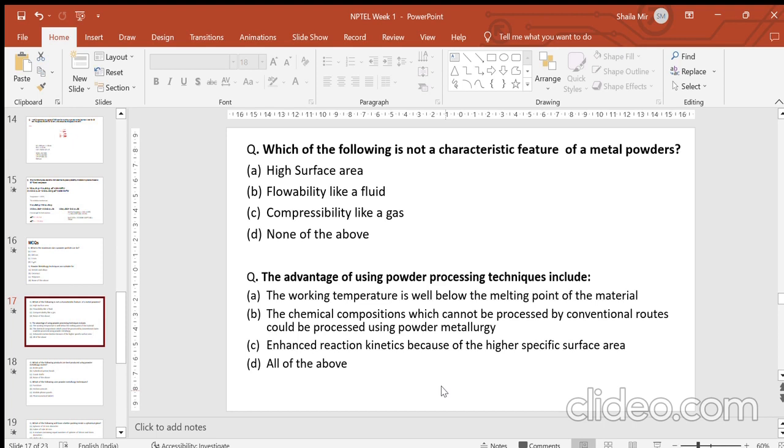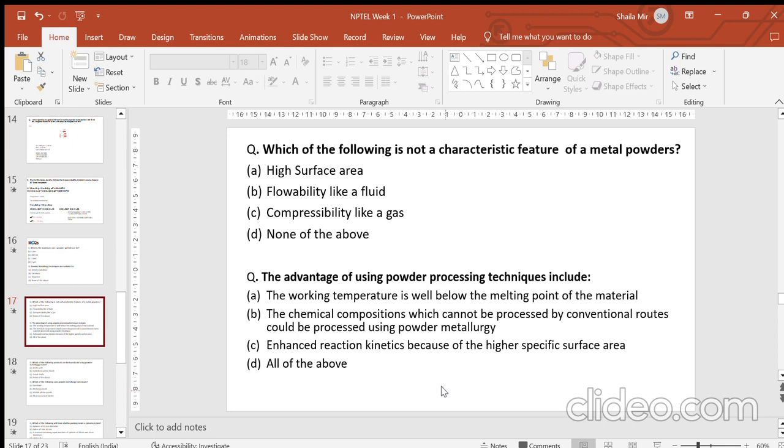A very classical example for such powder metallurgy processes. Any example where you know that the working temperature is very less as compared to, say, the melting temperature. That is why we are not going for the casting, we are going for powder metallurgy. Maybe lead, something like that. Not really. Lead has a melting point about 250 to 300, something like that.